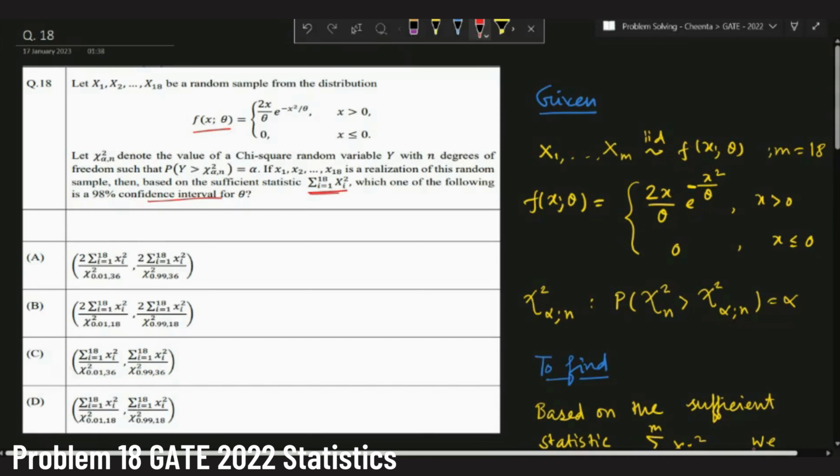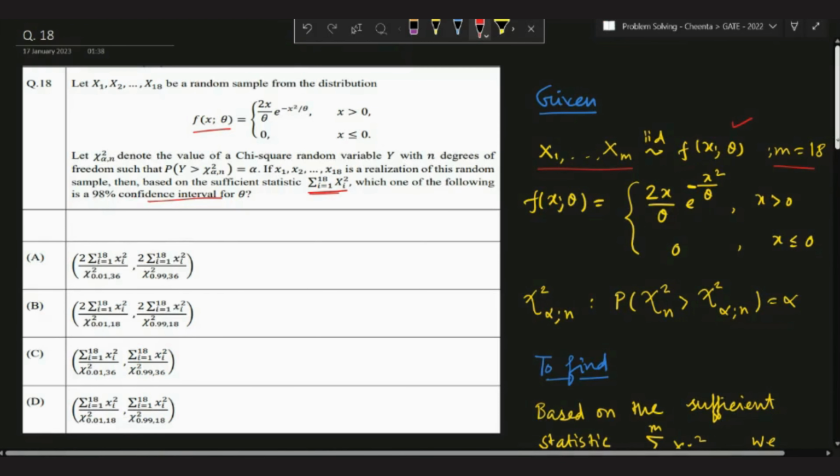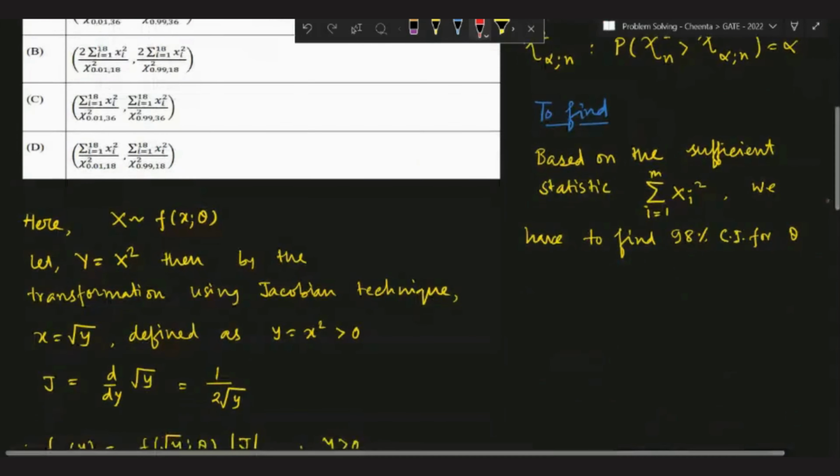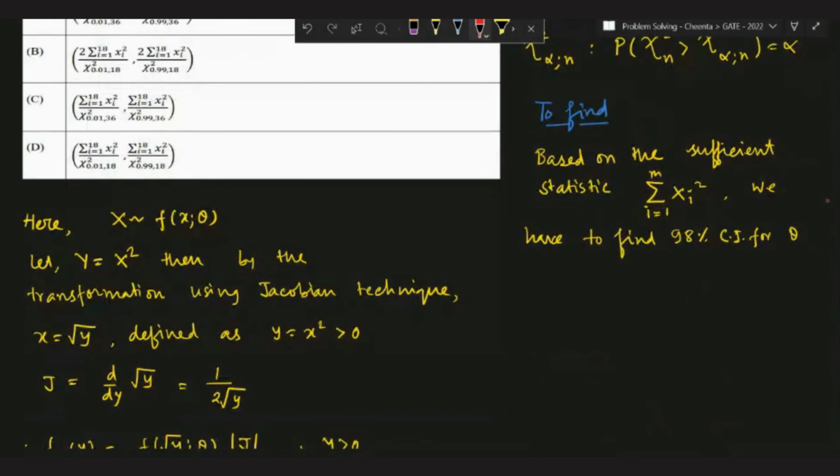So given that X1, X2, ..., Xm, here m equal to 18, follow IID the distribution. So the distribution is the gamma distribution. The notation is defined as follows: the chi-square alpha comma n. We have to find the 98% confidence interval for theta based on the sufficient statistic summation Xi square.